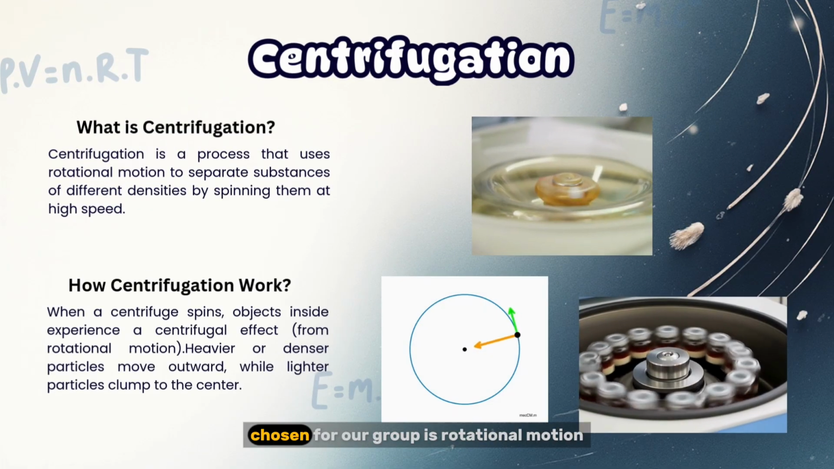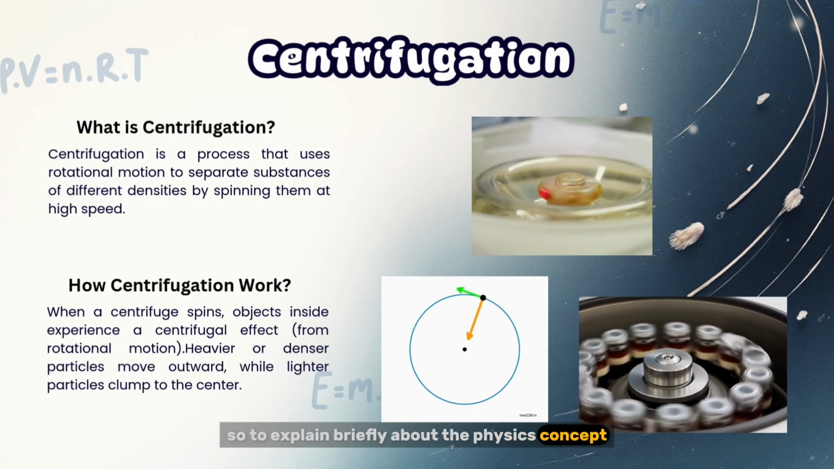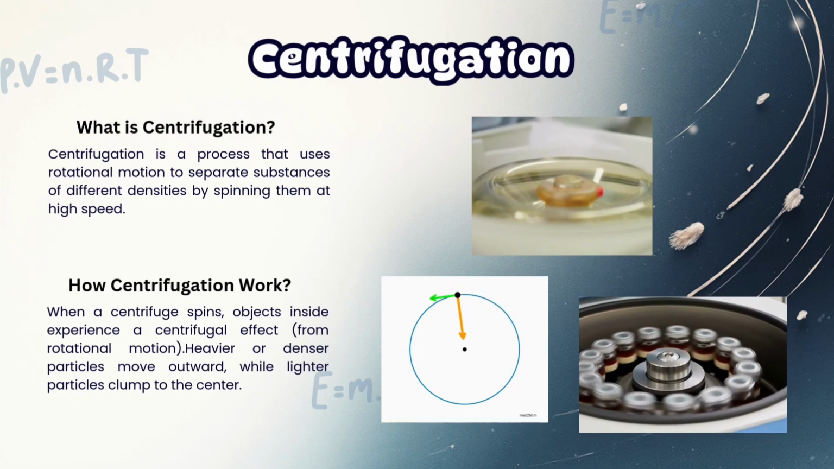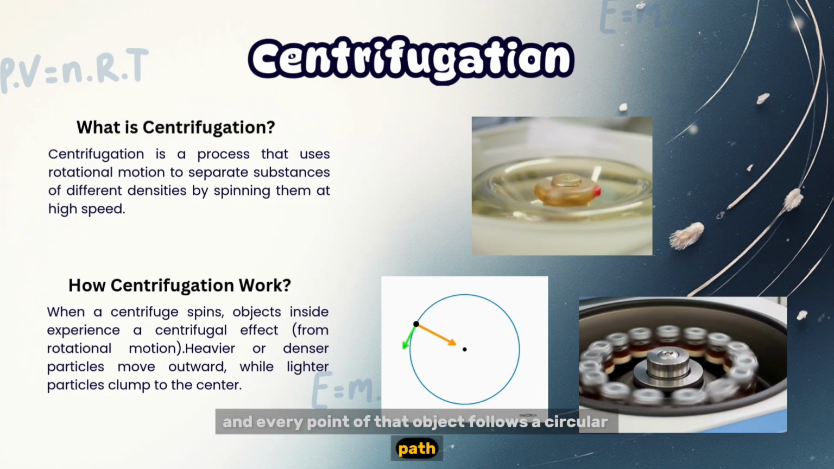The first topic chosen for our group is rotational motion. So to explain briefly about the physics concept, rotational motion occurs when an object rotates about an axis and every point of that object follows a circular path.